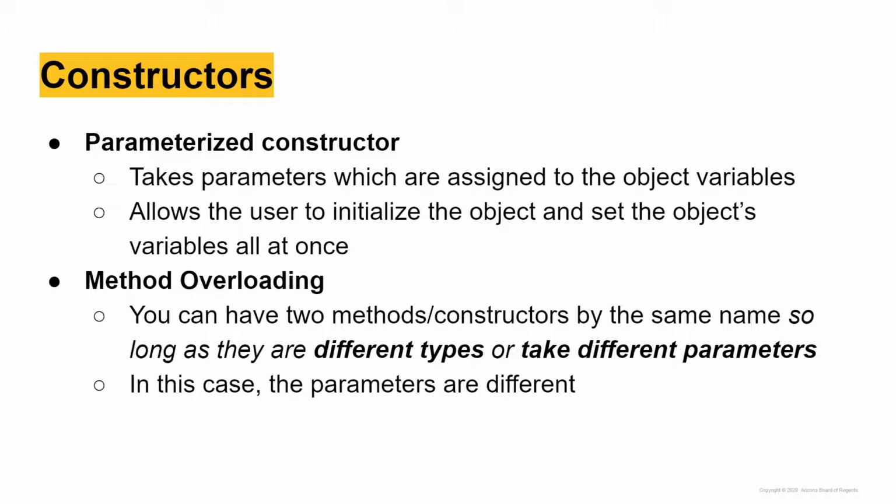Another thing to talk about is method overloading. You can have two methods or constructors by the same name so long as they are different types or they take different parameters. So we're going to have a default constructor and a parameterized constructor by the same name, and this would be impossible except for the fact that they take different parameters. So you'll see what I mean.